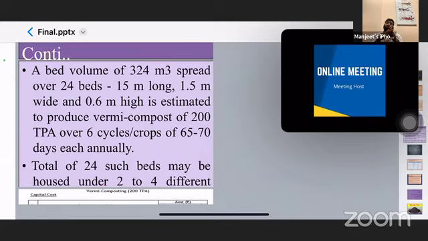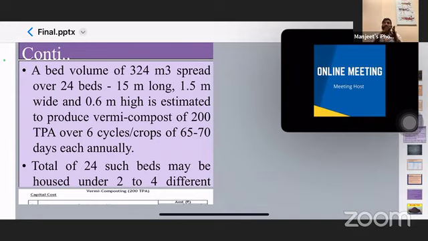A bed volume of 324 meters separated over 24 beds. In the major calculation, I can share with you, a total of 24 beds; such beds may be housed under 2 to 4 different open sheds. So this is the overall vermicomposting capital cost, which is one-time or recurring as well.